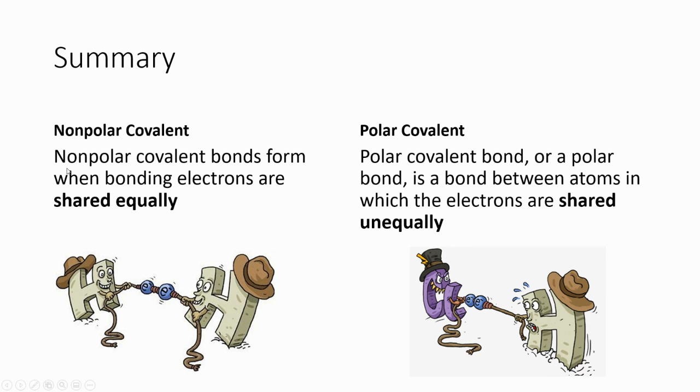Nonpolar covalent bonds form when the bonding electrons are shared equally. This means that there's very little electronegativity difference between the two atoms. Polar covalent bonds occur when the electronegativity difference between the two atoms is a little bit bigger, and those electrons are then shared unequally. In this case, we see it in terms of a tug of war. All right, there we go for our bond character of covalent bonds.